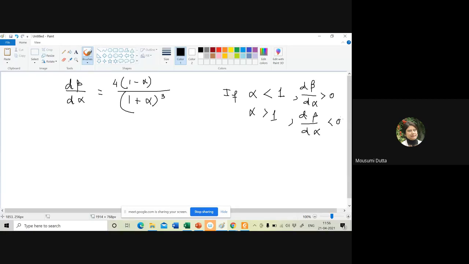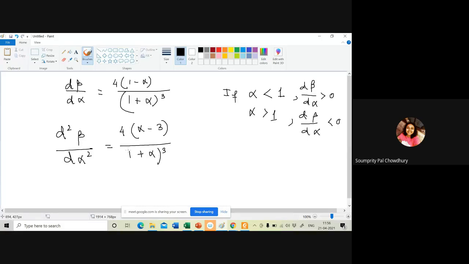Would anyone please calculate the second order derivative? Or everybody, it is better. Ma'am, it's coming as 4 into (alpha minus 3) by (1 plus alpha) cube. Yes, so let other people do this quickly.